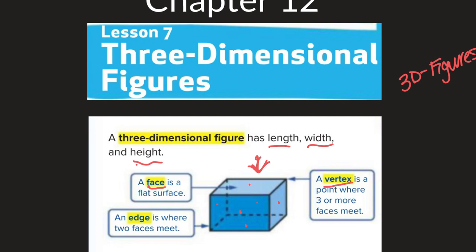A vertex is a point where 3 or more faces meet. And then an edge is the line. So these are edges, and the points are the vertex. If there's more than one, it's called vertices. How many vertices are there? We've got 8 vertices, and how many edges? 1, 2, 3, 4, 5, 6, 7, 8, 9, 10, 11, 12 edges.